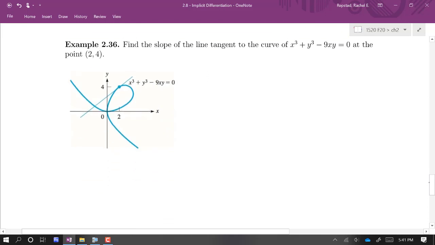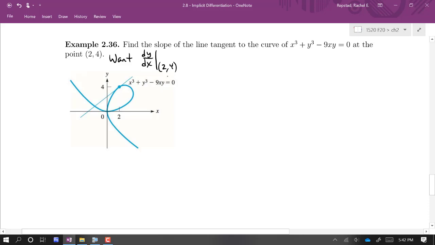Our last example here, we're going to find the slope of the line tangent to this curve, x cubed plus y cubed minus 9xy equals 0 at the point 2, 4. So this is what the curve looks like there. It's sketched in blue, and they've graphed the tangent line for us. And we want the slope of the line tangent at the point 2, 4. So we want dy dx evaluated at this point.